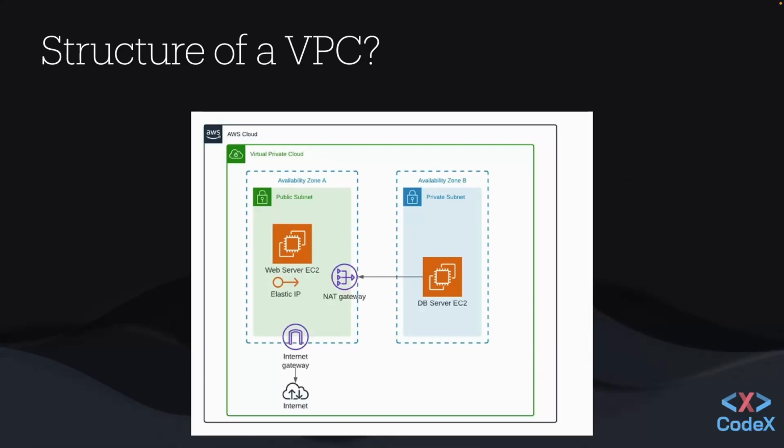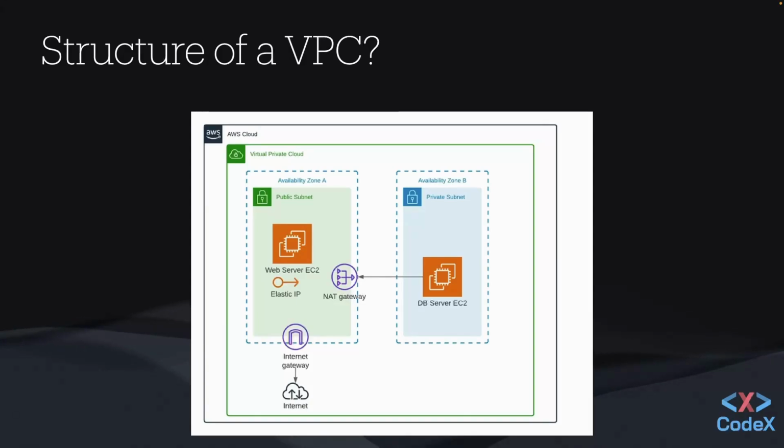Structure of a VPC. In the image we are looking at, we can observe the following. At the first level, we have the global AWS cloud. At the second level, we see the VPCs, which can be multiple and distributed across different regions. Inside each VPC, subnets are created, which in turn contain AWS resources such as EC2 instances, RDS databases, among others. It is important to note that subnets are associated with availability zones.